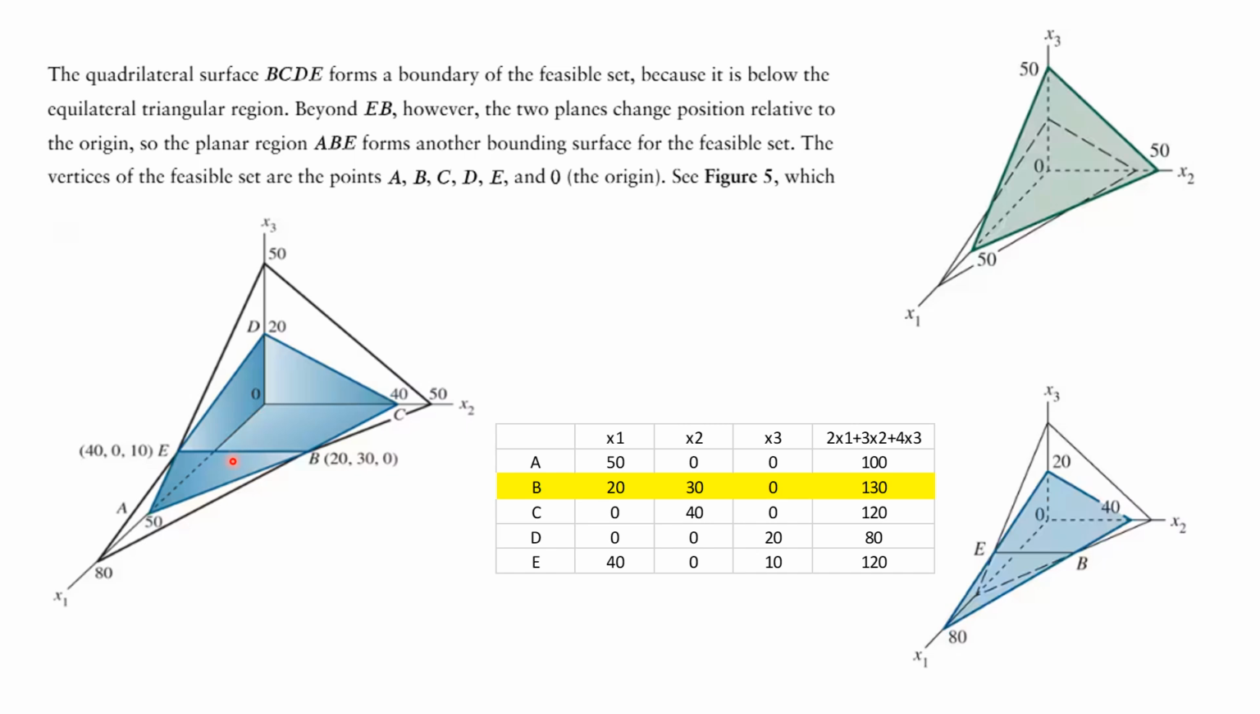But beyond that, the two planes that we have, and here's a drawing of the other plane, form another bounding surface of the feasible set. And so you see the vertices of the feasible set are shown here. We have A, B, C, D, E, and the origin 0, 0, 0. So this shaded thing is the feasible set in 3 dimensions. Now, when you look at the corner points, you see that you have x1, x2, x3 values. We plug them into the objective function, and we pick the biggest one, and that is going to be B, and that is going to be 130.